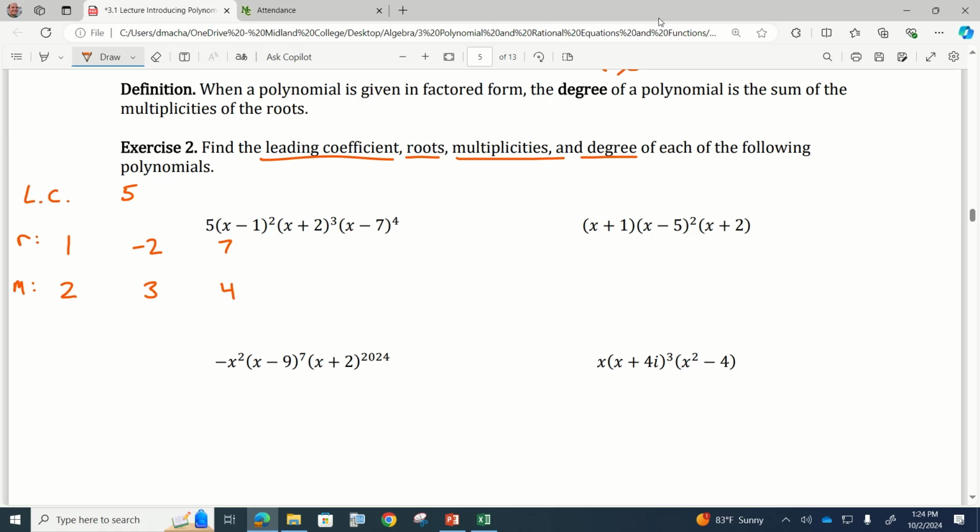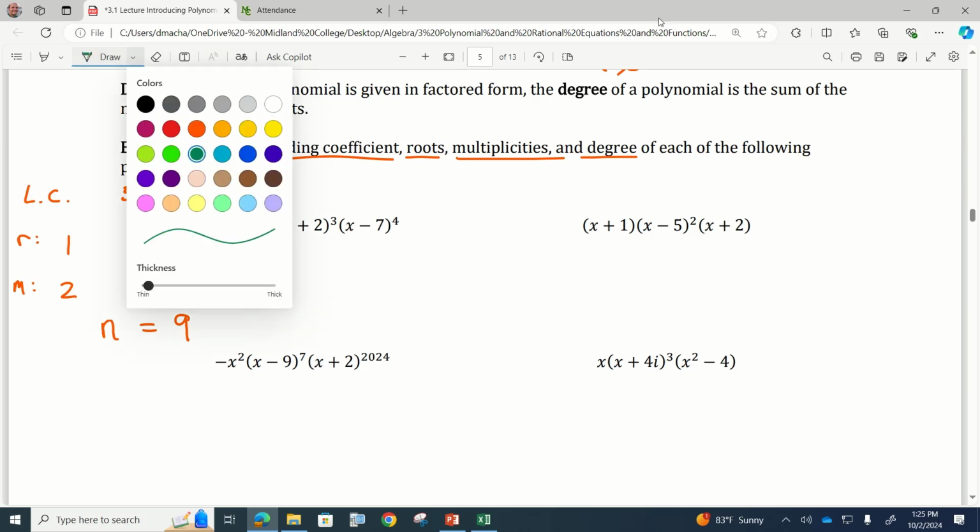Okay, so we found my leading coefficient, we identified what my roots are, and then we found the multiplicity for each root. Then lastly, the degree of this polynomial is 9. And you get the degree by adding together the multiplicities. 2 plus 3 plus 4 is 9. So the degree of this polynomial is 9.